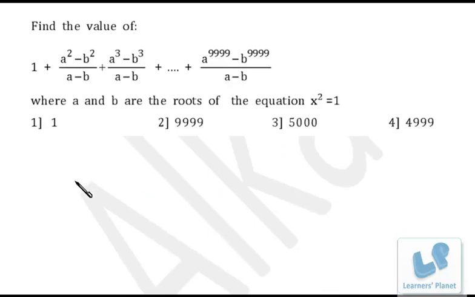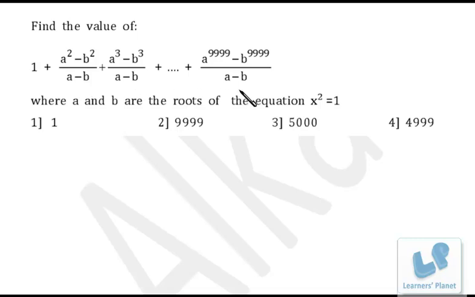Now friends, let's take this problem. It seems and looks to be tedious, but believe me, no paperwork is required at all. Find the value of this expression where a and b are roots of this equation. x square is 1. That means x is equal to plus 1 or minus 1. That means one of them must be 1 and one of them must be minus 1. I assume a to be 1 and b to be minus 1. That means in every case a minus b will be 2, right?